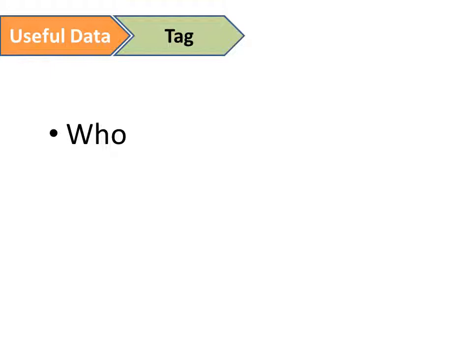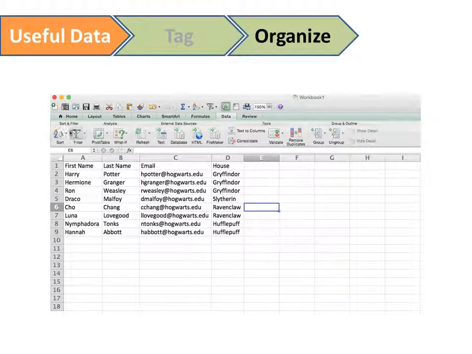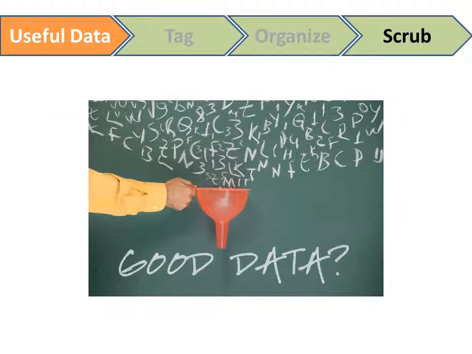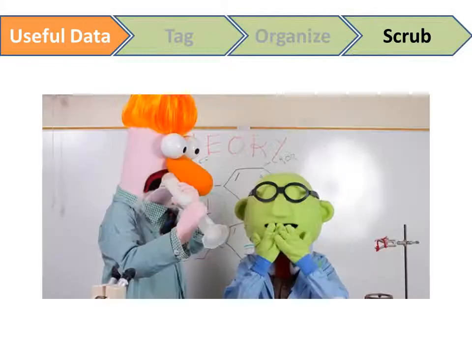Key tags to add to data include who collected it, what the data is, and when it was collected. It's often useful to add a short note on why it was collected, and if it's relevant, where it was collected. With tags added, the data you want becomes much easier to find and to organize. And you can quickly check if your data is of sufficient quantity and quality to allow you to test your hypothesis, or if you need to clean it up or scrub it before you use it.